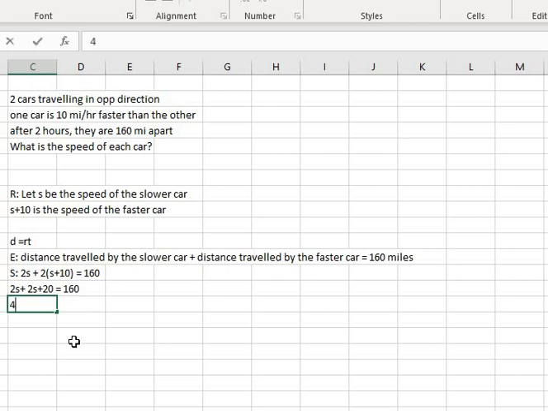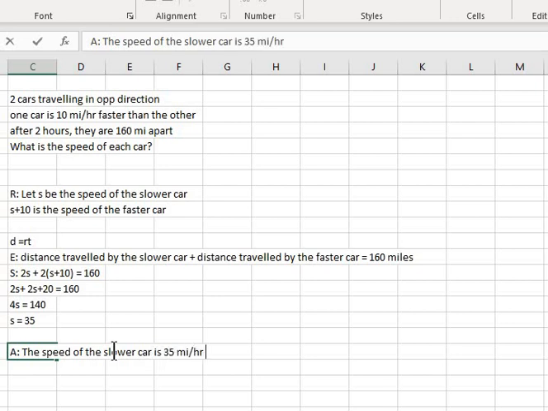Okay, solving for S, we get 4S is equal to 160 minus 20, which is 140. Okay, divide both sides by 4. We get S is equal to 140 over 4, which is 35. Okay, so our answer here is that the speed of the slower car is 35 miles per hour, while the faster car is 45 miles per hour.